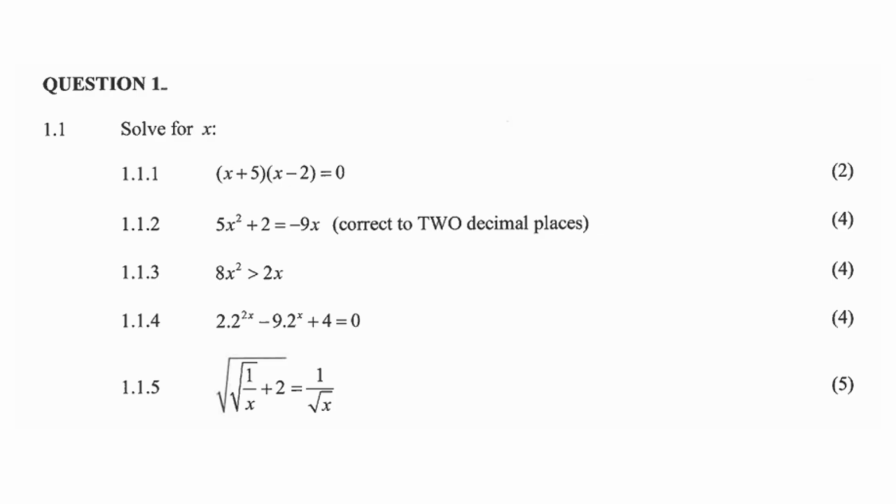Then 1.1.4, 2 times 2^(2x) minus 9 times 2^x plus 4 equals 0. This, of course, is an exponential equation. And then 1.1.5, the square root of the square root of 1 over x plus 2 equals 1 over the square root of x. Of course, this one deals with surds.